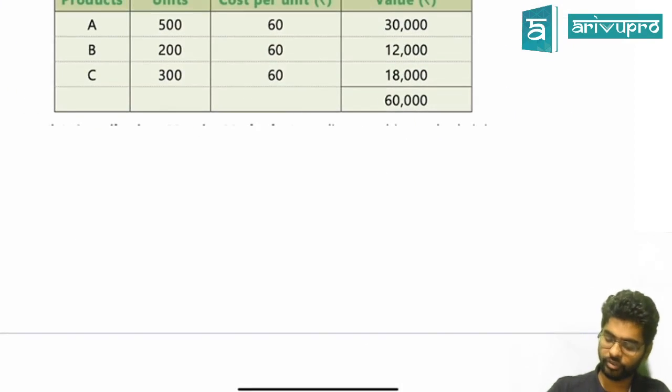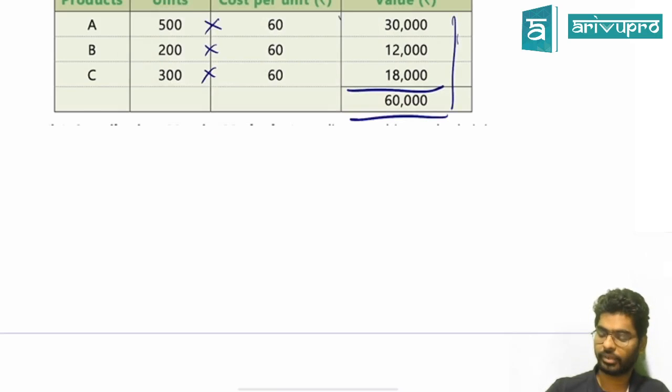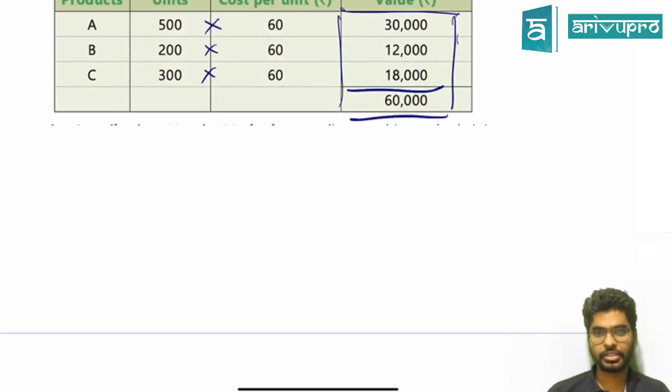Now what I do, with every unit I produce, I multiply it with 60 so that I end up getting my total cost. So in this logic what we follow is that every unit is going to be absorbing the cost equally. Are you guys clear till now?